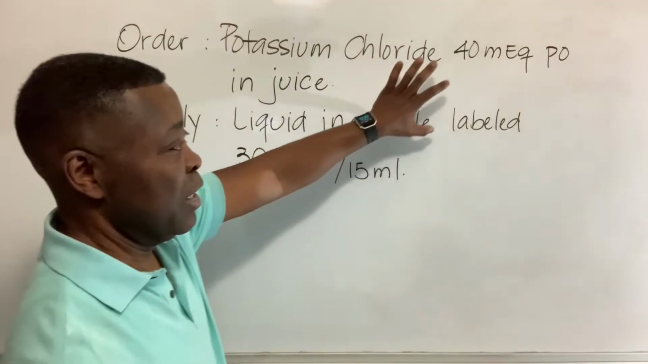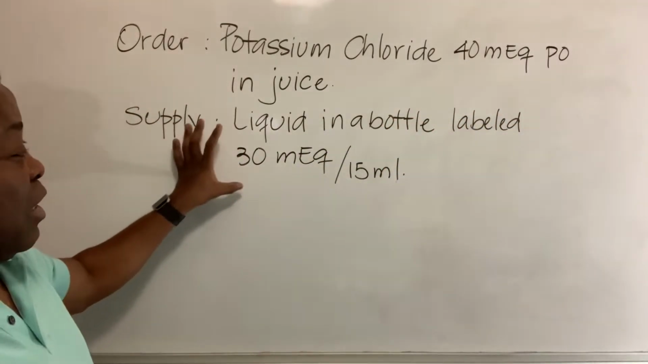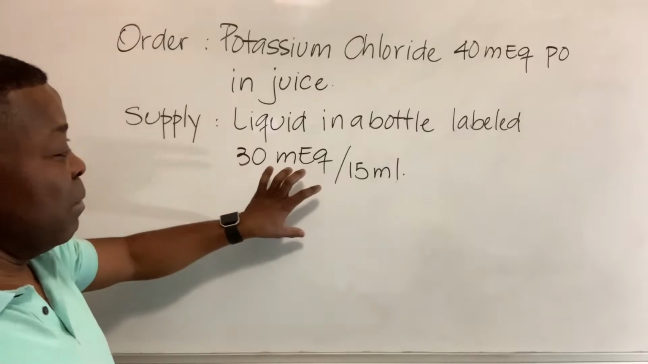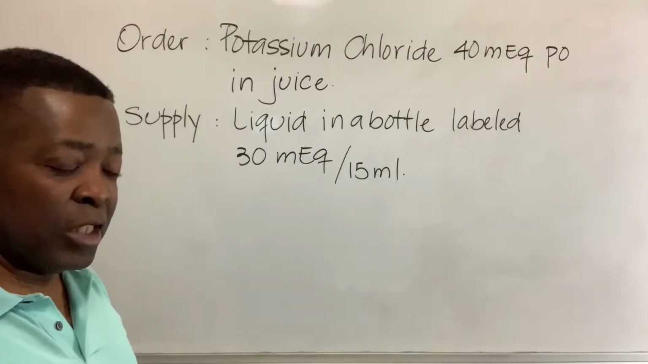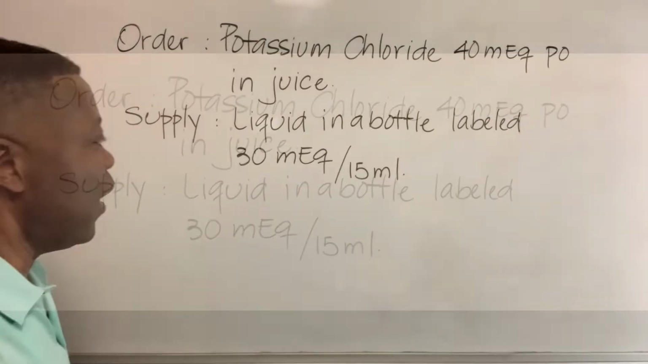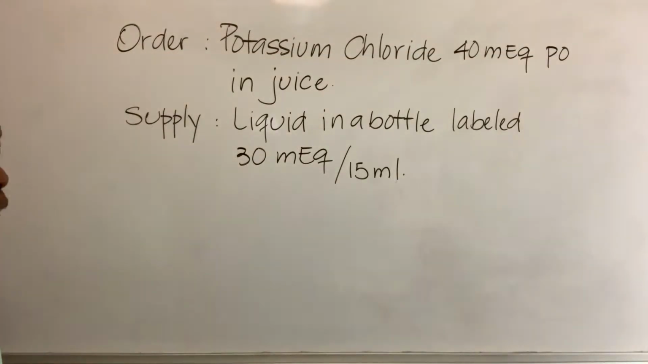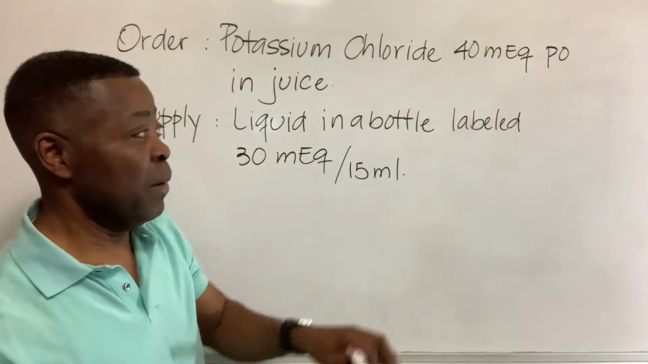I have an order to administer 40 MEQ PO. What I have in hand, the supply, is 30 milliequivalent for 15 ml. So pause the video, take a second to solve this problem. All right, let's get to it and see if you got it. We always start with the order, 40 MEQ.